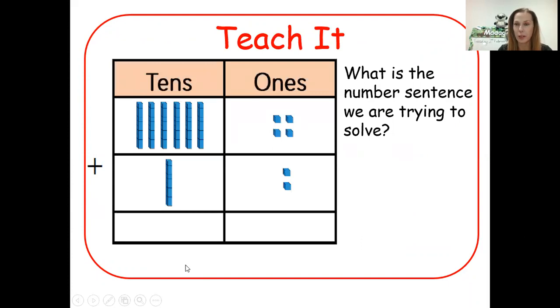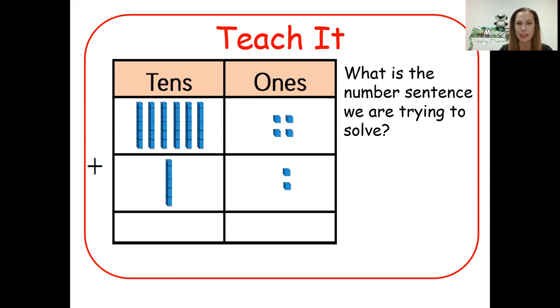Okay, so this time it's asking, what is the number sentence we're trying to solve? Doesn't tell us at the top this time. So can you have a look at what this number is, and this number, and tell me what my number sentence would be this time. Pause the video and have a chat to your adult.